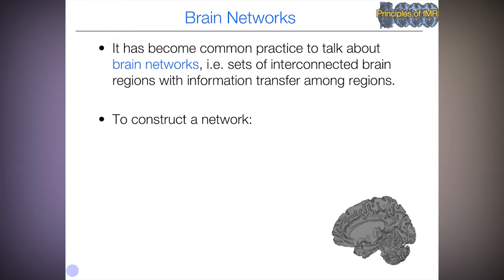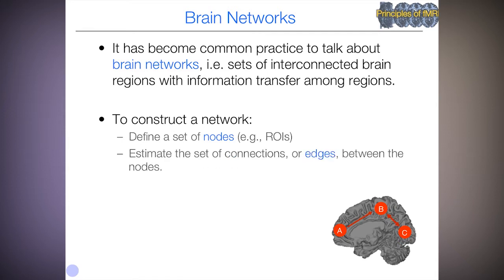So to construct a network, we'd first take the brain here and define a set of nodes. These are regions of interest. In this little cartoon, we have three regions of interest, A, B, and C. Next, we estimate the set of connections or edges between the nodes. These edges can either be bidirectional or directional. Here we see an example of both. So there's a unidirectional edge between A and B, and then there's a bidirectional edge between B and C.